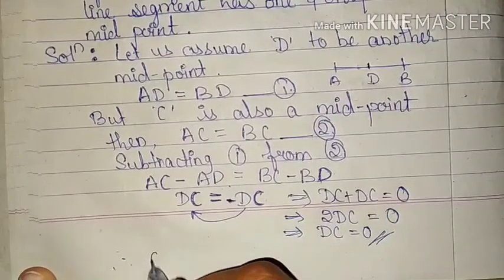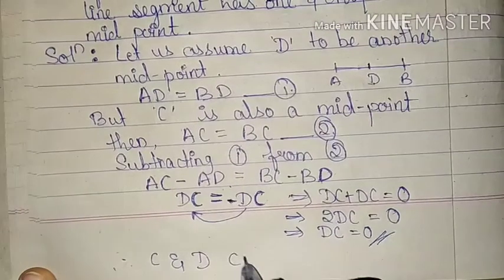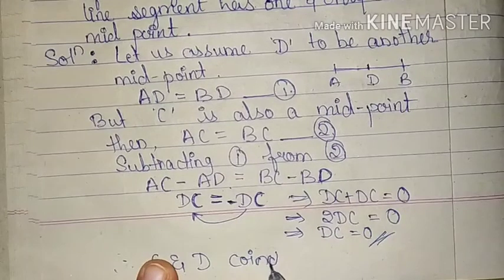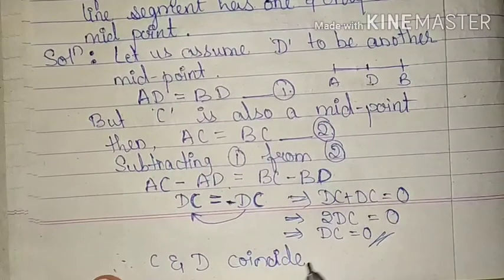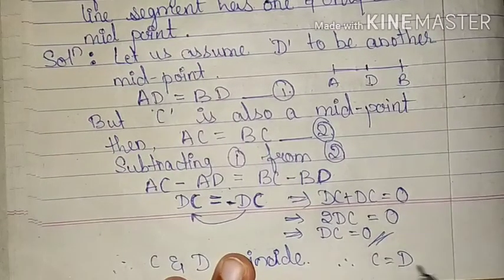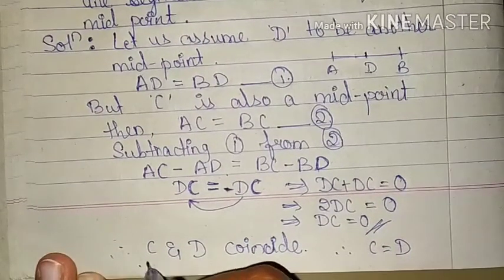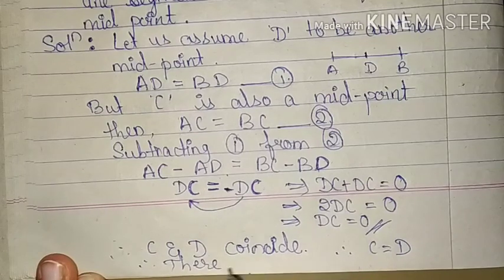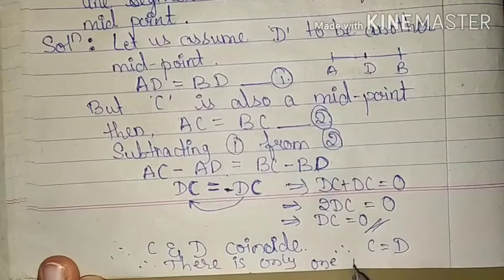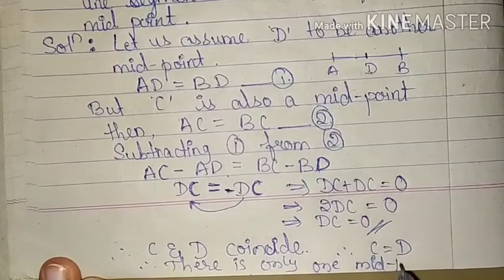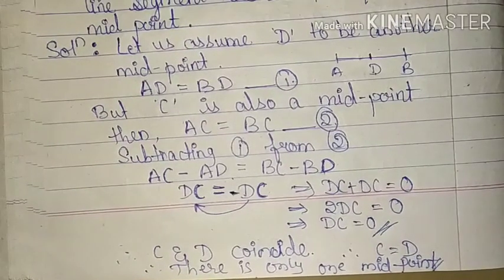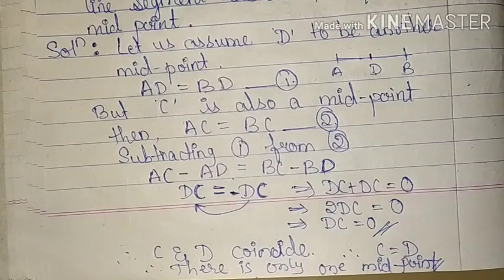Therefore, C and D coincide. When two things coincide, then they are equal. C and D coincide. Therefore, point C is equal to D. Therefore, there is only one midpoint. There is only one midpoint to any given line segment.